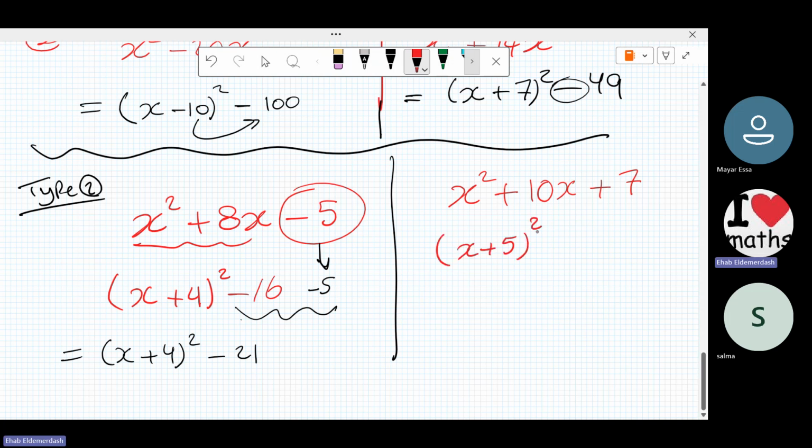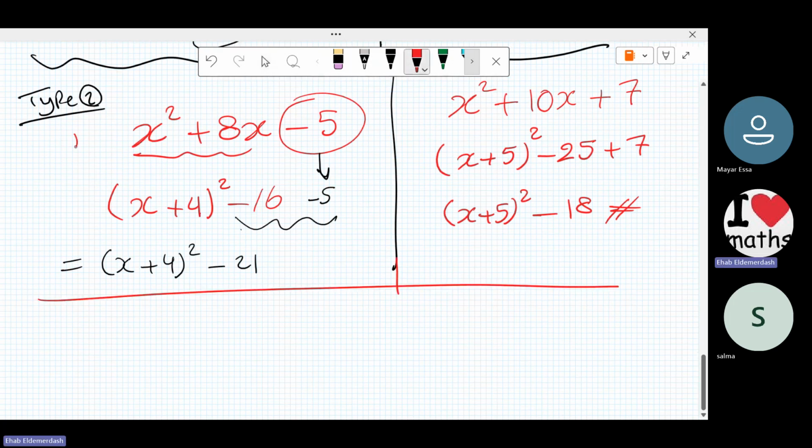Plus 5 squared minus. ممتازة. So it's x plus 5 squared minus 18. عشان minus 25 plus 7 equals كام؟ 18. That's it. Is it difficult? Do you understand that? يلا another one.